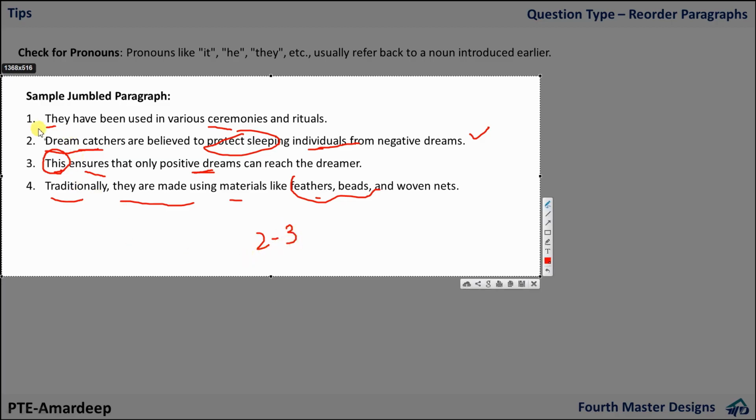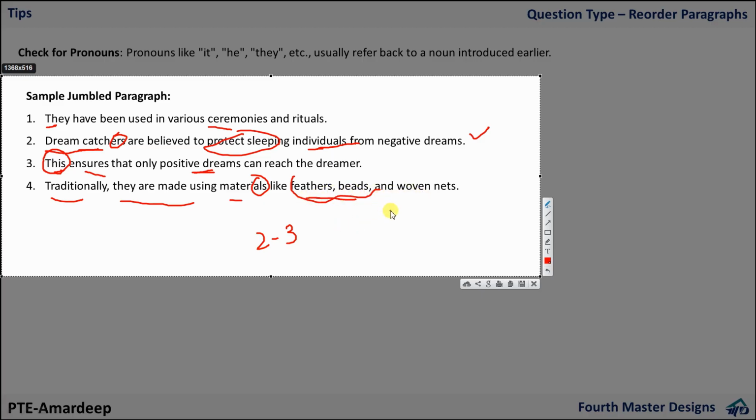Now I have the first one, "they have been used." Now what is "this day"? Is there any plural thing here? Dream catchers, one plural, then materials, another plural. So can I say they have been used in various ceremonies? If dream catchers are some things or people, then I can't say they have been used in various ceremonies. Okay, it looks like they are talking about the products here, these materials: feathers, beads, woven nets.